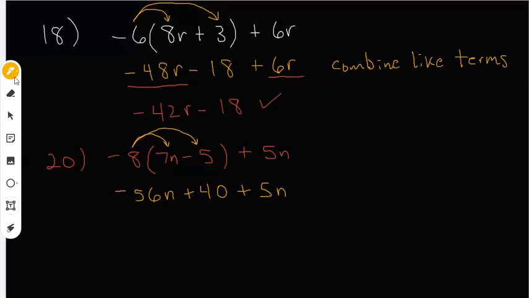Okay. So which terms are going to be like terms? They're going to end with the same variable. So negative 56n, I'm going to put that with the 5n since they both end with an n. What happens when I add negative 56 to positive 5? I'm going to get negative 51n. And then the plus 40, I just bring that down, and I'm done. So that's number 20. My answer is going to be negative 51n plus 40.